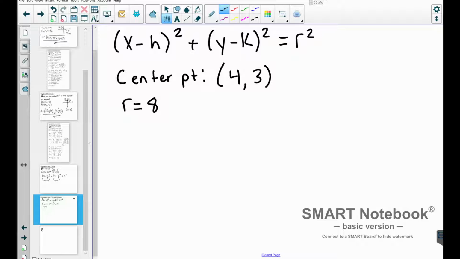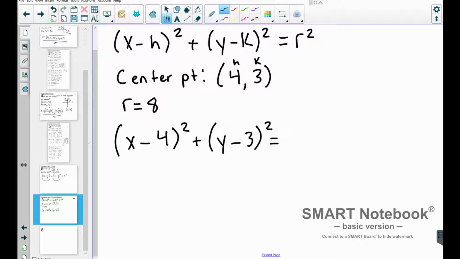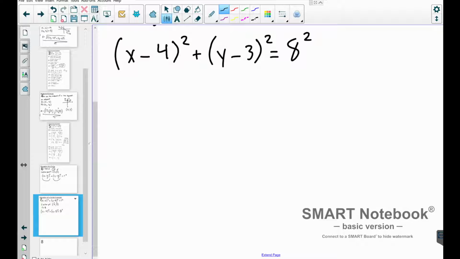Remember, the center point, that's our h and that's our k. Our x value on the center point is h, and our y value on the center point is k. So we just plug those in. We say x minus our h, which is 4, squared, plus y minus our k, which is 3, squared, is going to be equal to our radius squared. Our radius is 8. So that's not bad. You just write that out.